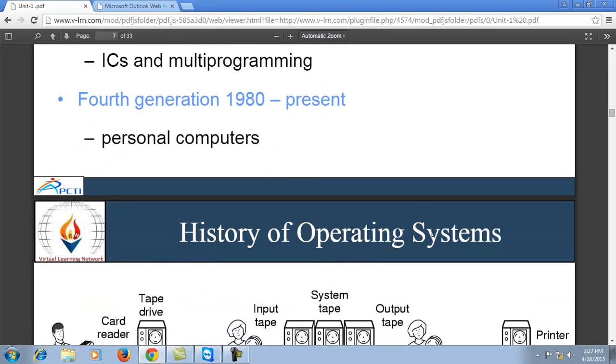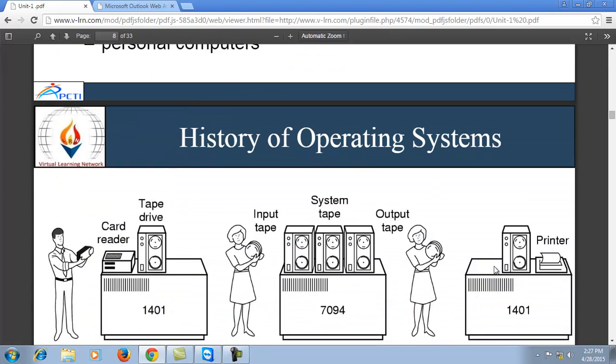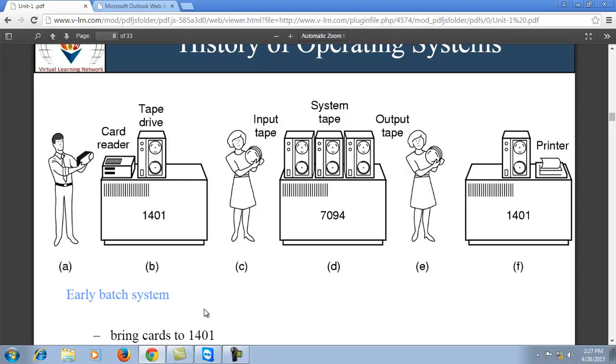Now come to the history of operating system in diagram form. This is our representation for history of operating system. In this we store the data. Card reader is used for reading the cards, and that data is stored in the tape drive, like in previous years we used cassettes for listening to songs and all that.